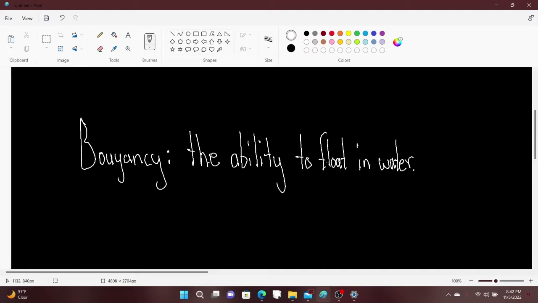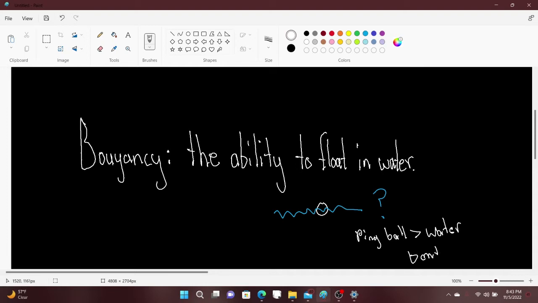So let's draw an example. Imagine a ping pong ball. What is its activity when it's in water? It floats. It's on top of the water or somewhat submerged in the water. Why does it do that? The reason for this is because ping pong balls are actually less dense than water. Shocking, I know. Hard to believe.